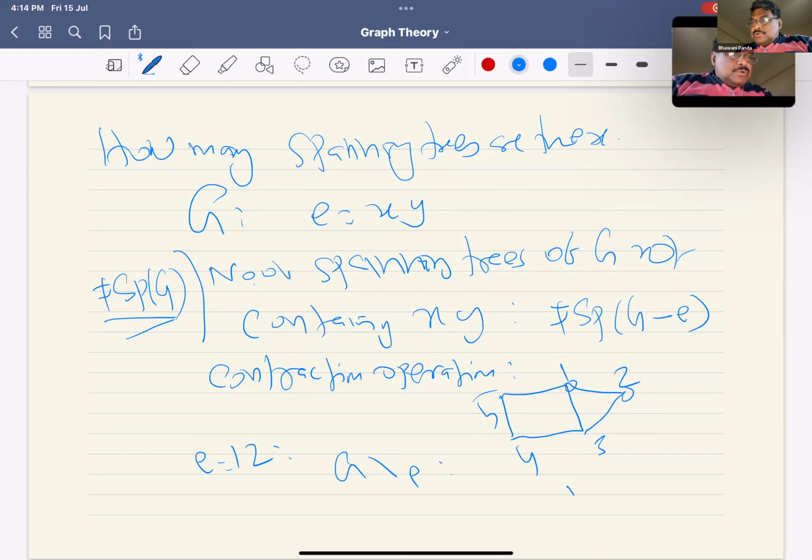So this will be 5, 4, 3, and this vertex will become 1, 2. This is a vertex called 1, 2, or 1 dash. And the edges, for example, if you take this one and lift it and put it over here, then there will be an edge like this, and then an edge like this, right? A self loop, and this is the edge.